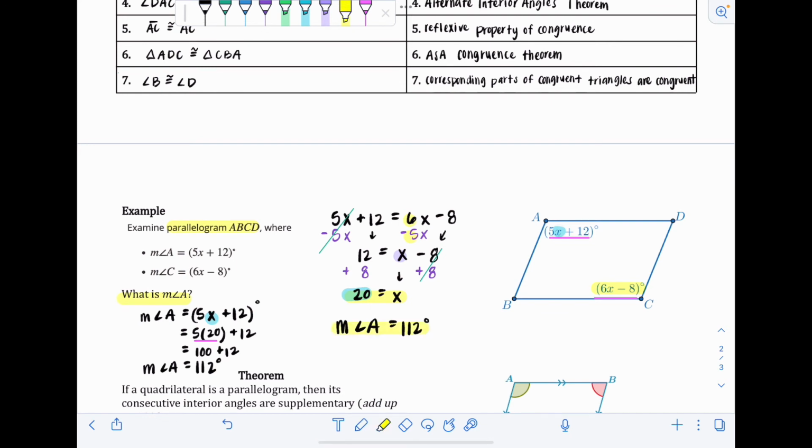Okay, so super, super important. Yes, we have to use an equation and solve for x to answer this problem, but that's not the final answer. It's just how we get to our final answer.